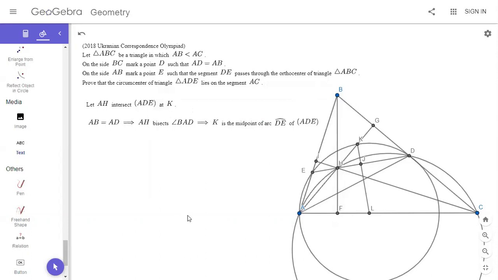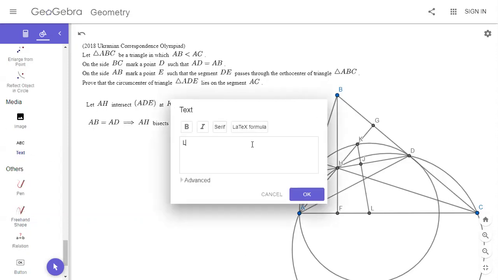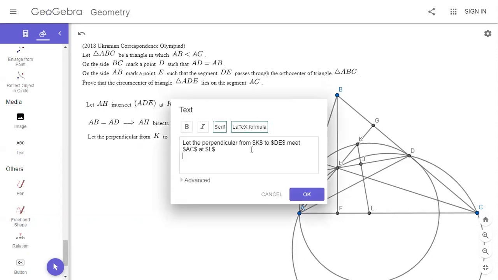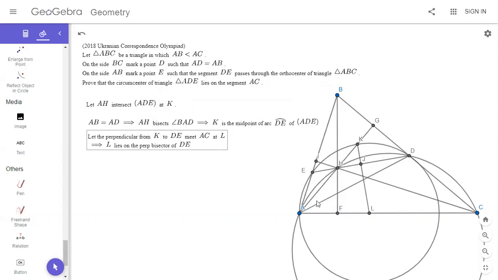All right. And then let the perpendicular from K to DE meet AC at L. Okay, so L lies on the perpendicular bisector of DE, and then we can also show it lies on the perpendicular bisector of AK by an angle chase.